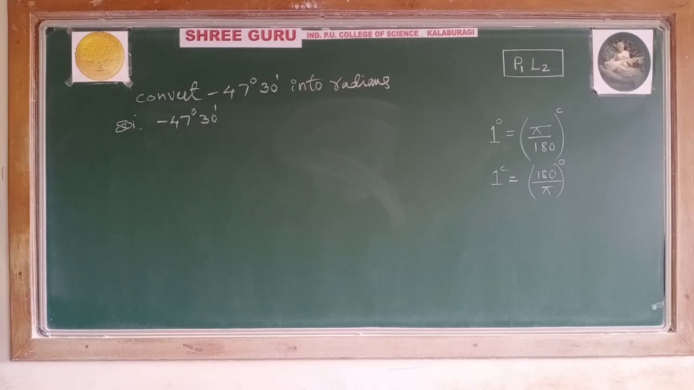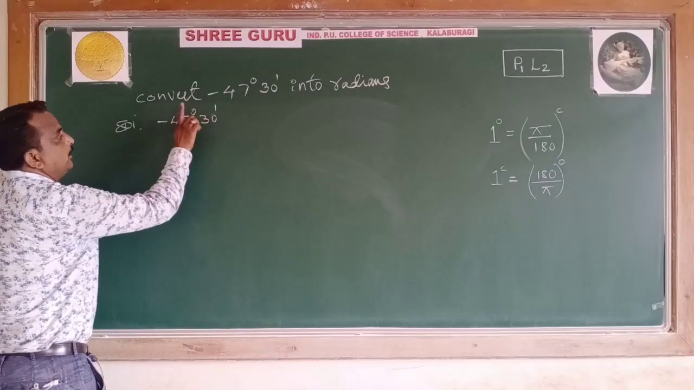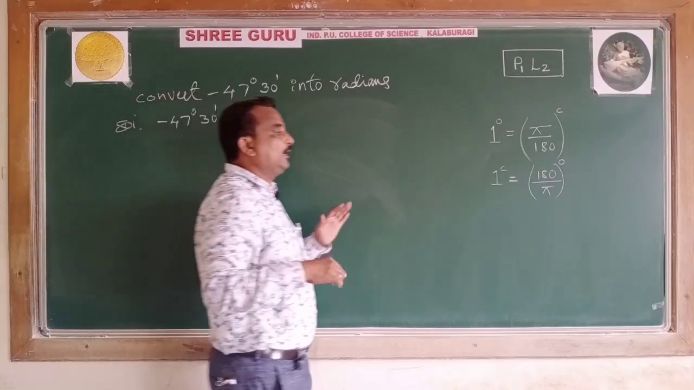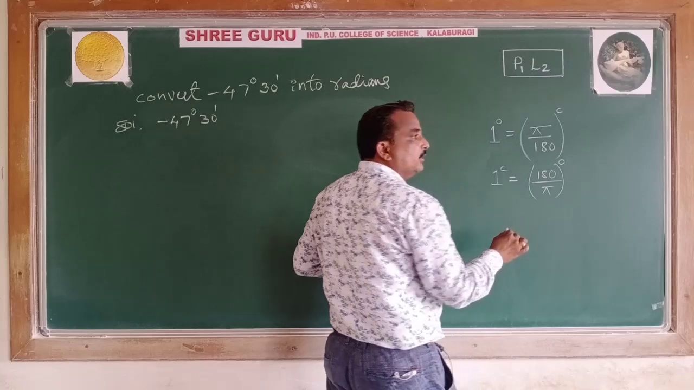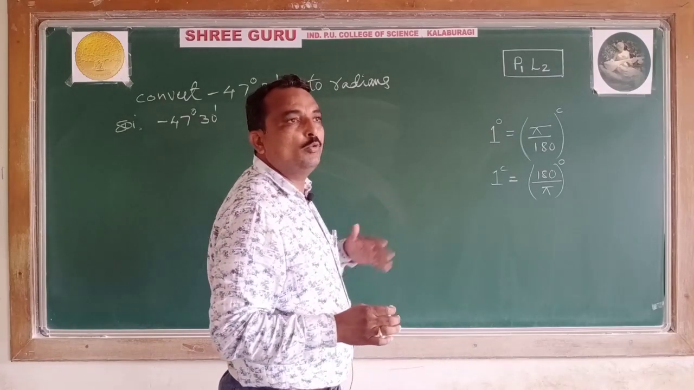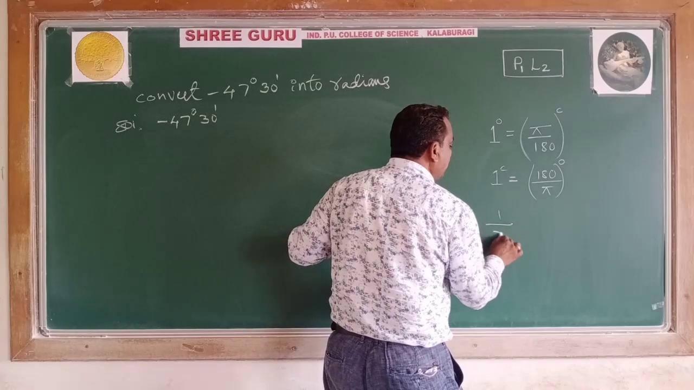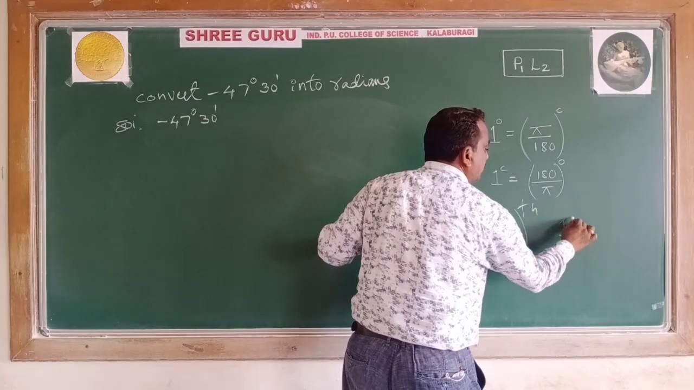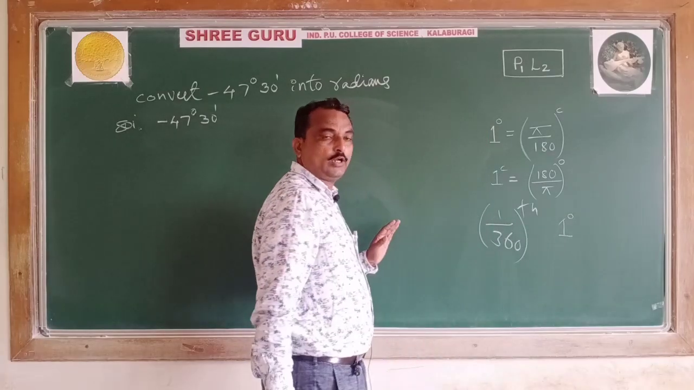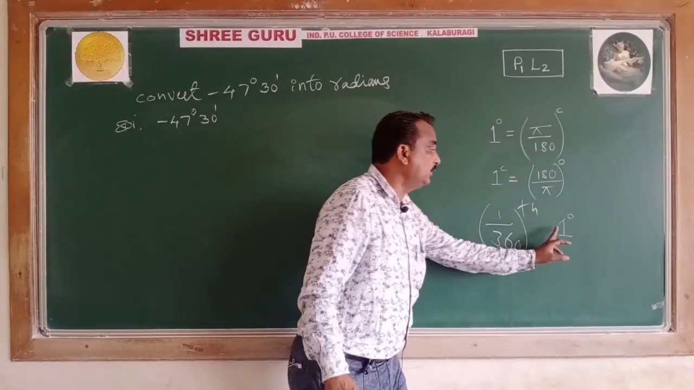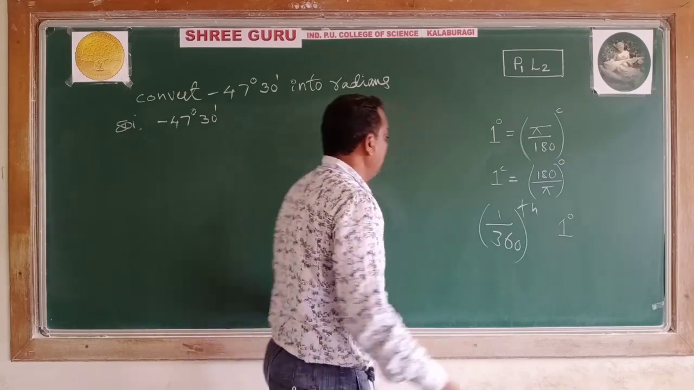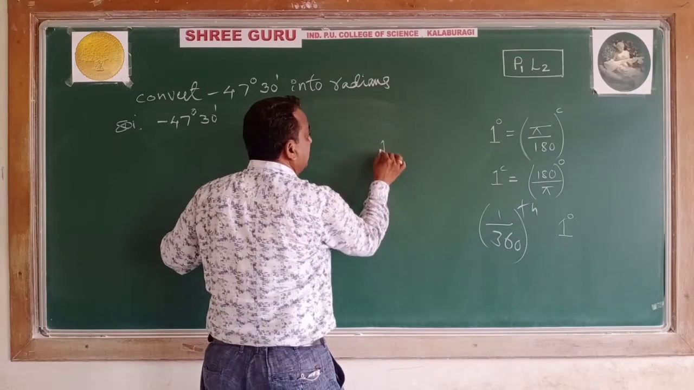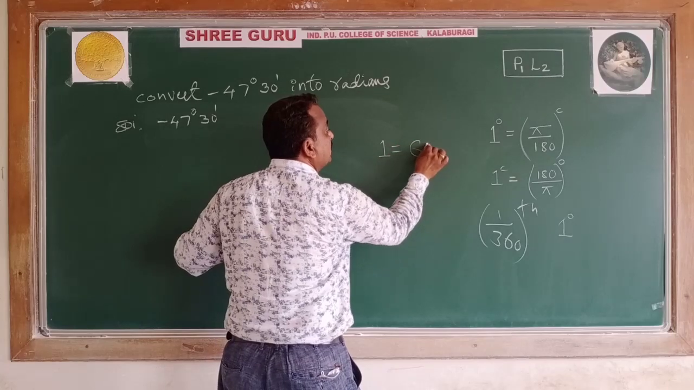Now see the students, first the fraction minute, converting in terms of a degree. I recall once again: the amount of revolution of 1/360th part is read as 1 degree. Again, 1 degree is divided into 60 equal parts.